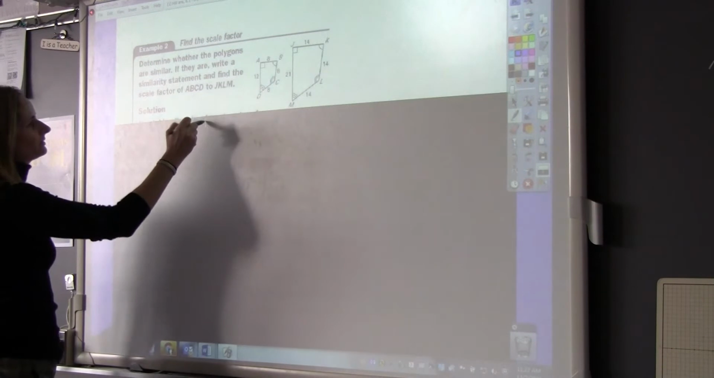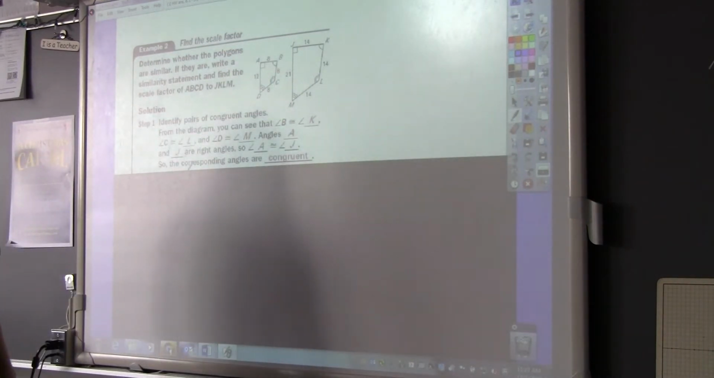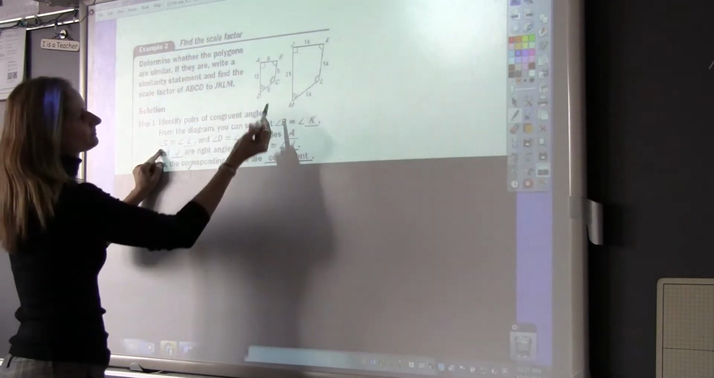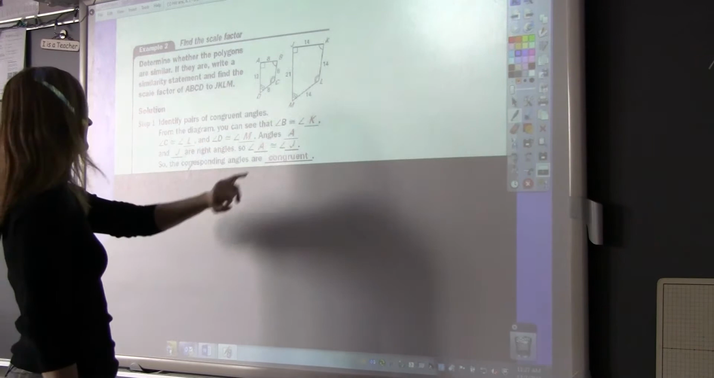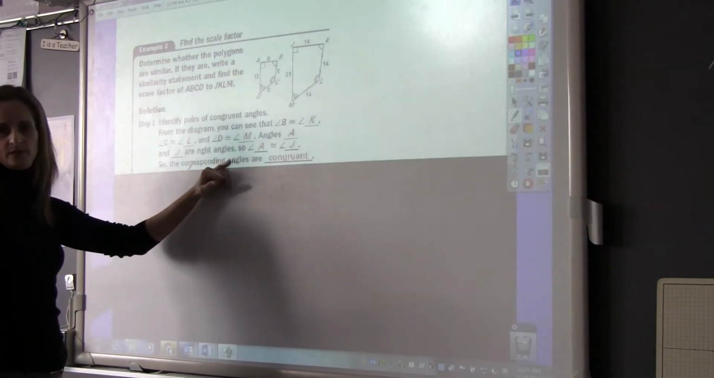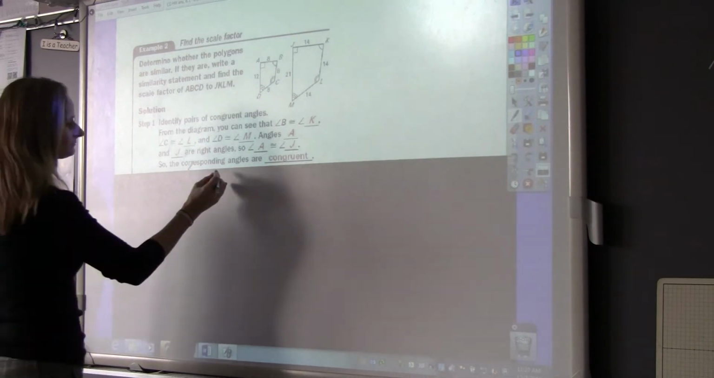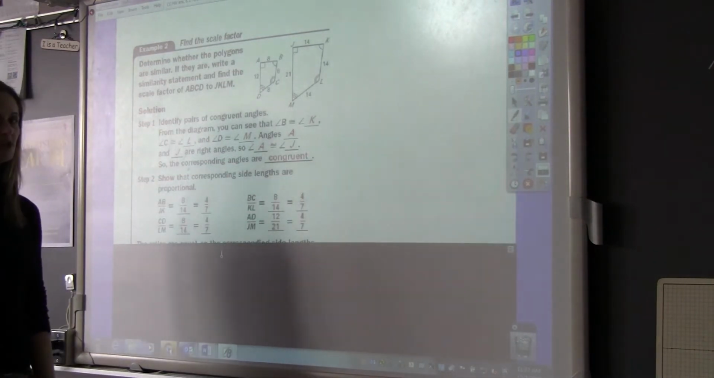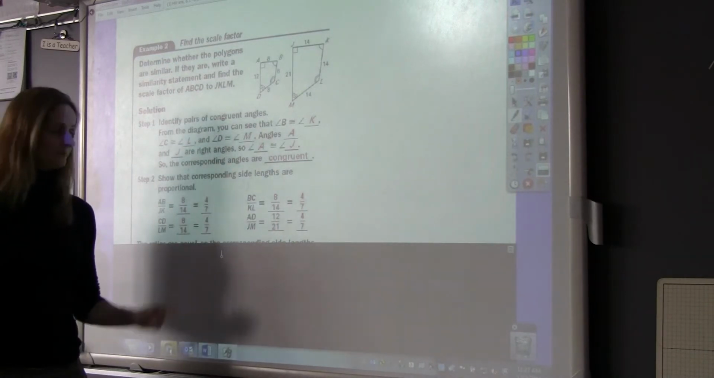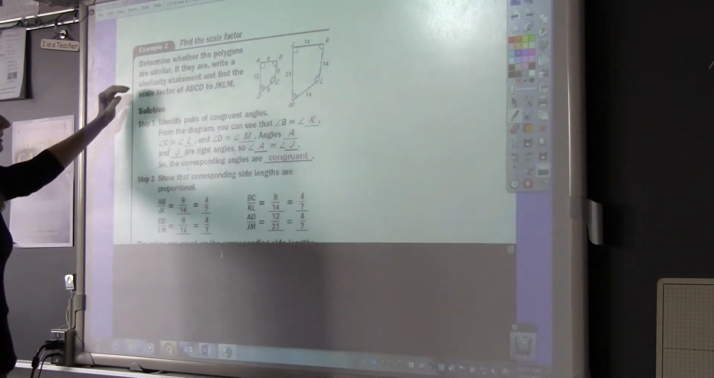All right, so let's go ahead and check all the angles. So angle C is congruent to angle L. Angle D is congruent to angle M. Angles A and J are right angles, so they're going to be congruent. So the corresponding angles are all congruent. Side lengths, we take a look at their ratios. When we simplify them, they're all 4 to 7, 4 to 7, 4 to 7.